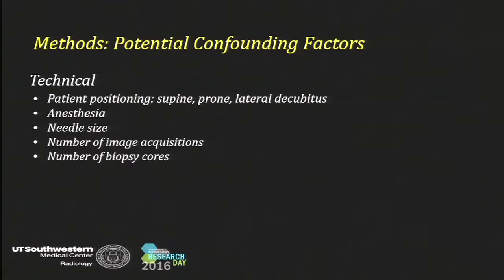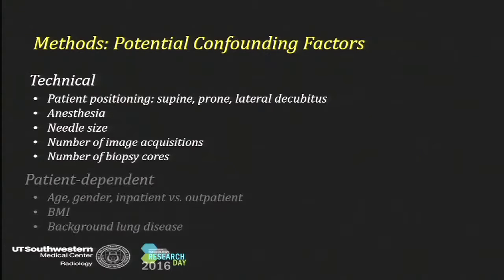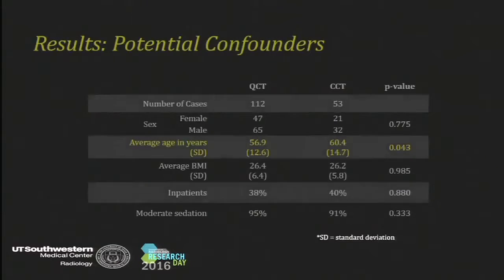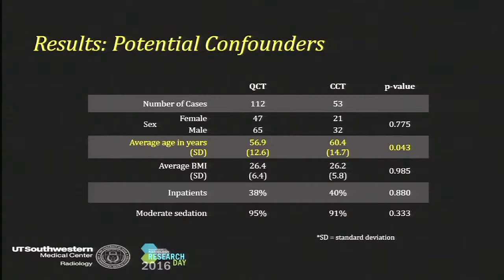There are technical potential confounding factors such as patient positioning, type of anesthesia, needle size, number of images acquired to get to the lesion, and of course, the number of biopsy cores obtained, and also patient-dependent factors: age of the patient, how sick they are, what is their body mass index, as well as do they have background lung disease or not. In terms of results, these are the confounders that we reviewed.